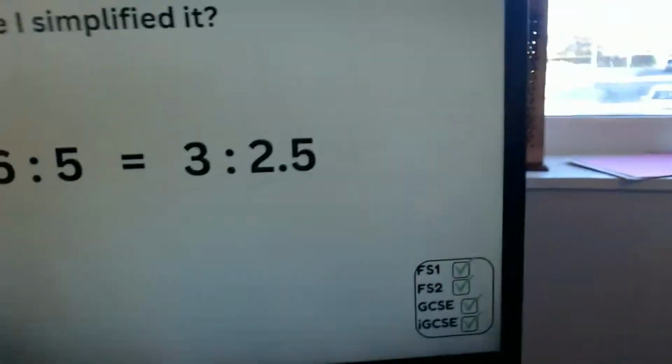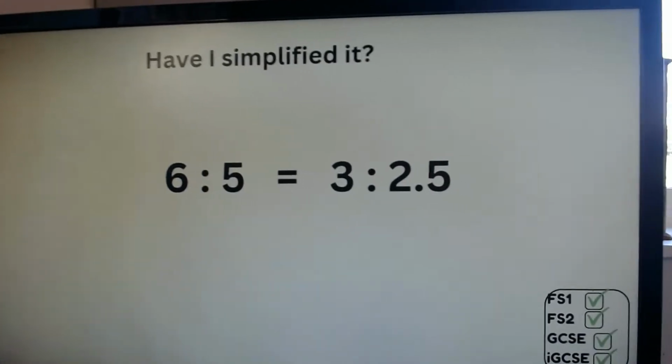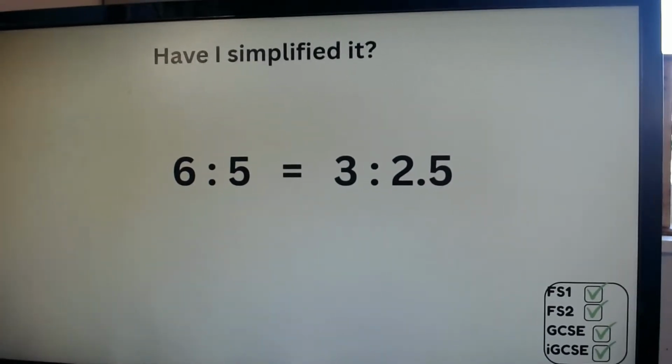Okay, next one. I've got 6 to 5, and I'm simplifying that to 3 to 2.5. Have I simplified that correctly?